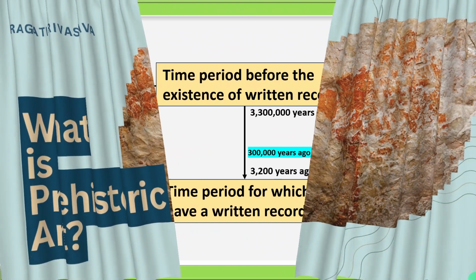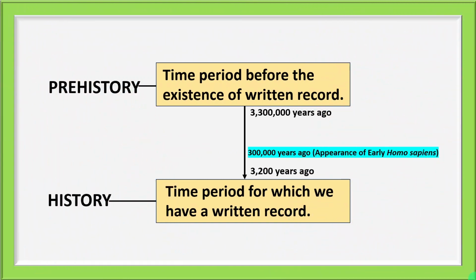Firstly, I will give you a distinction that we have between history and prehistory. History is a time period for which we have a written record. That will, of course, be after the invention of writing. And anything that is before it, the time period before the existence of written record, is prehistory. So it's as simple as that.